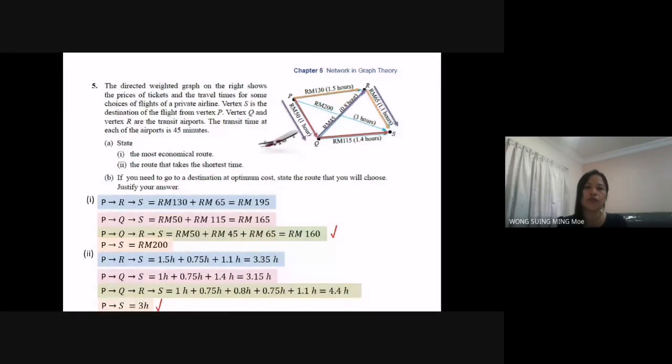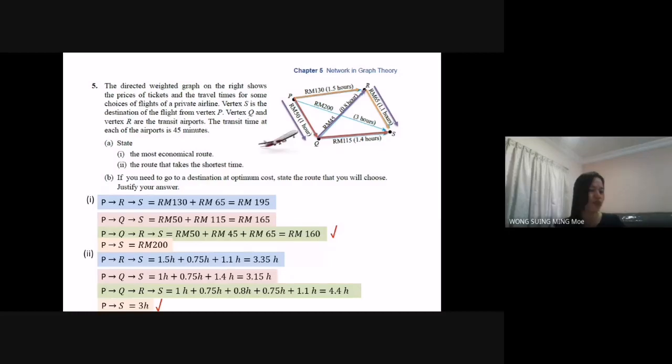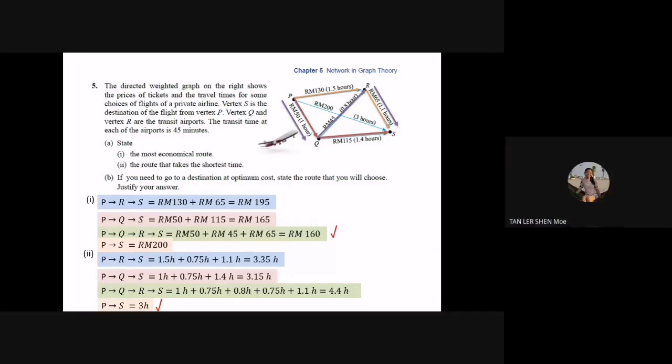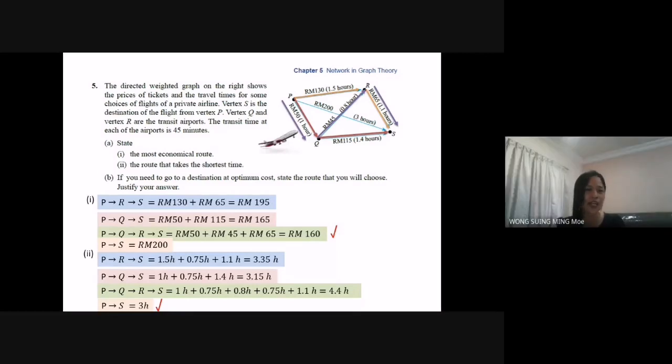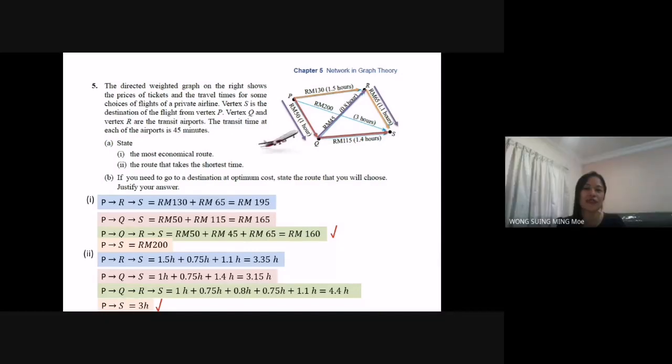Okay, B. If you need to go to a destination at optimum cost, state the route that you will choose. Justify your answer. Okay, Leshen, here or not? Yes, teacher. So which route will you choose for this? I will choose P to Q to S. Why? Because I can save RM35. Yes. Very good.